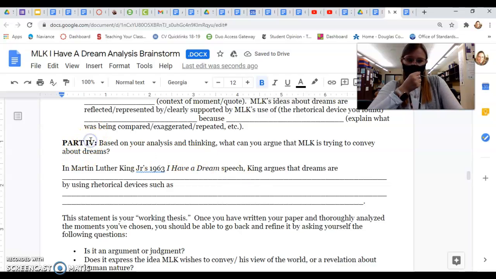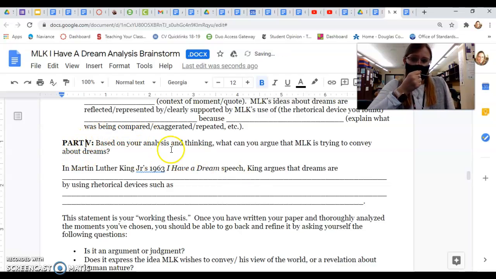In part 5, based on your analysis and thinking, what can you argue that MLK is trying to convey about dreams? In Martin Luther King Jr.'s 1963 speech, I Have a Dream, King argues that dreams are what by using rhetorical devices such as what. So you are going to decide in this moment: are you going to talk about one point about dreams or multiple? And list the devices that you chose to analyze.